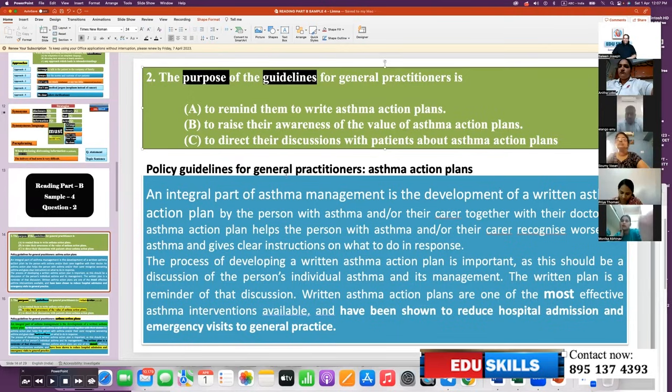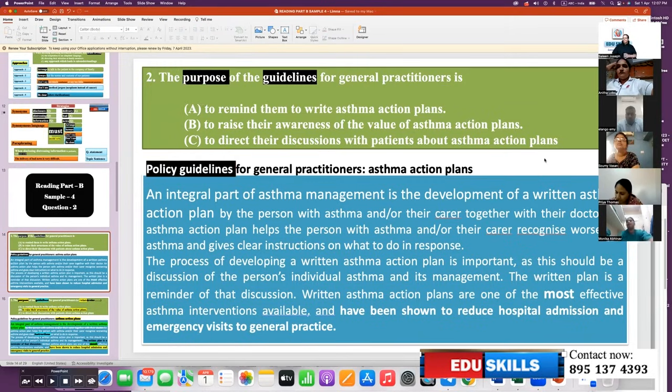The guideline is for the general practitioners. The policy guideline. This is what I said earlier. It was manual. Here it is policy guideline. This is what you have to identify. Then as you go on, you will understand what these different documents mean. So to remind them to write asthma action plans, to raise their awareness of the value of asthma action plans, to direct their discussions with patients about asthma action plans. So just let's listen to this.